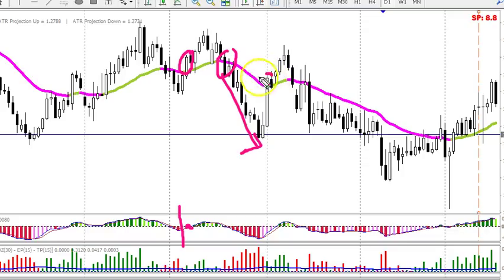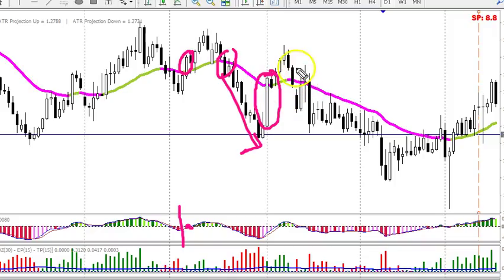Here is another one. This actually crosses up. See this big white candle, okay? The MACD is below. The volume is not good at all here, so I wouldn't have considered this, okay.